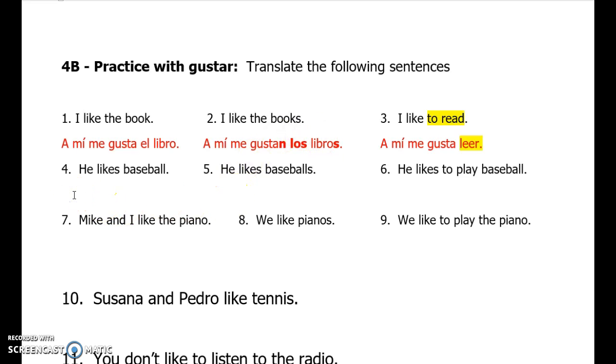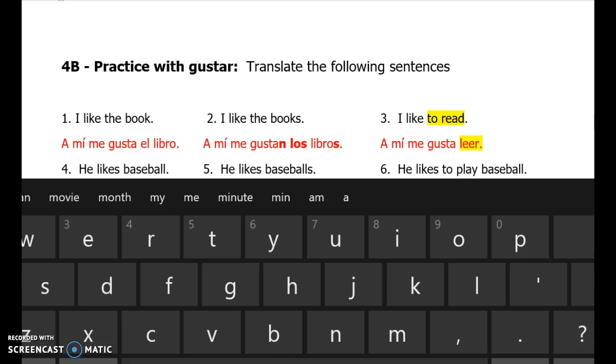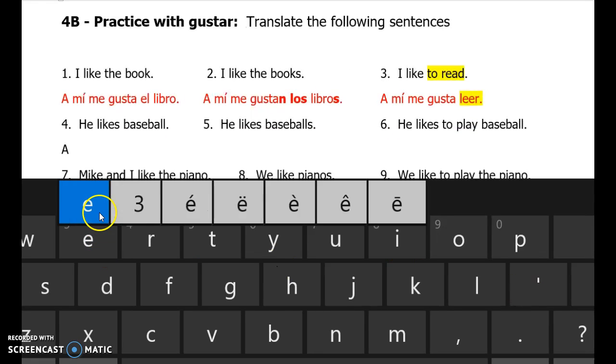Let's try another one. Okay, he likes baseball. We're talking about the sport of baseball, not playing baseball, not the action, the sport. So we're going to say he, a él. Remember, we're going to keep that accent mark over the e.